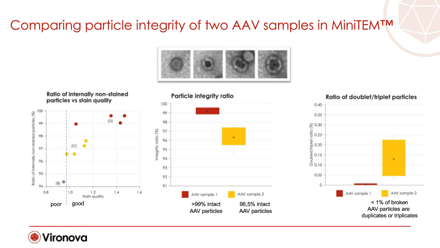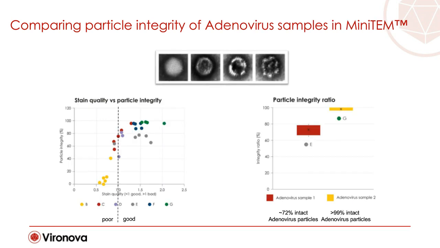For the adenoviral samples, the preparations of samples B, C, and D are disqualified, but samples E, F, and G show a comparably different integrity as well as internally low variability.